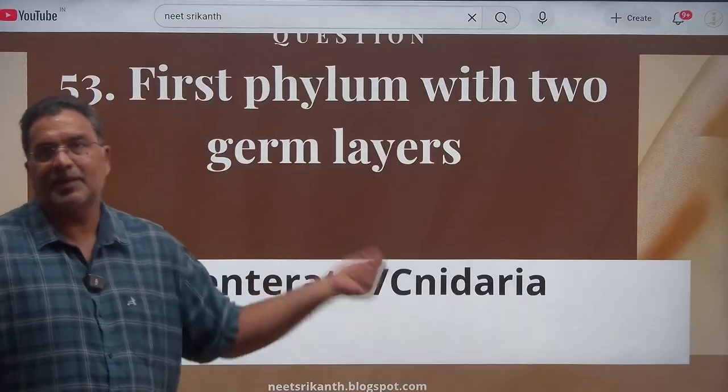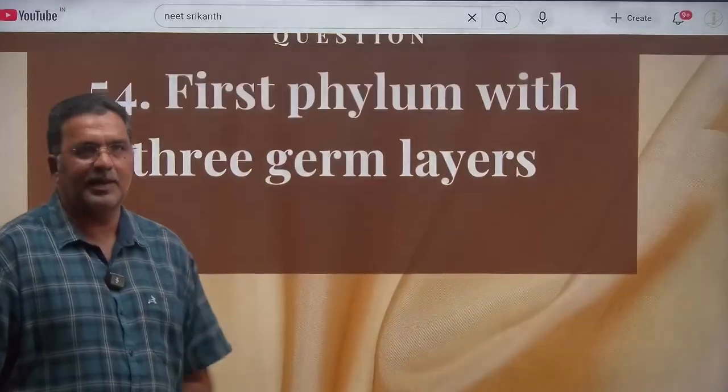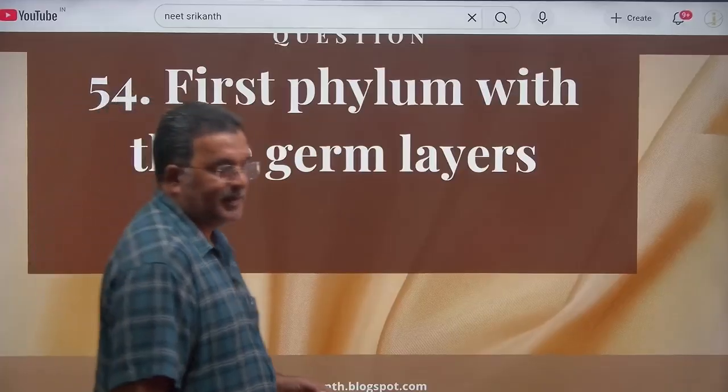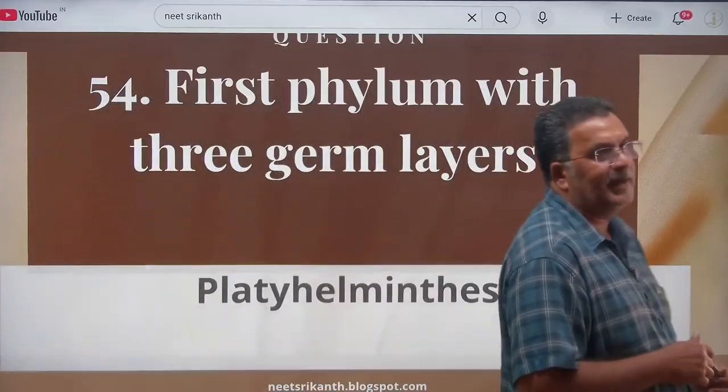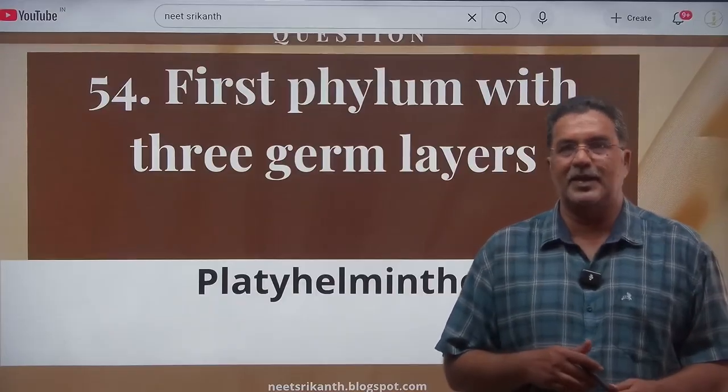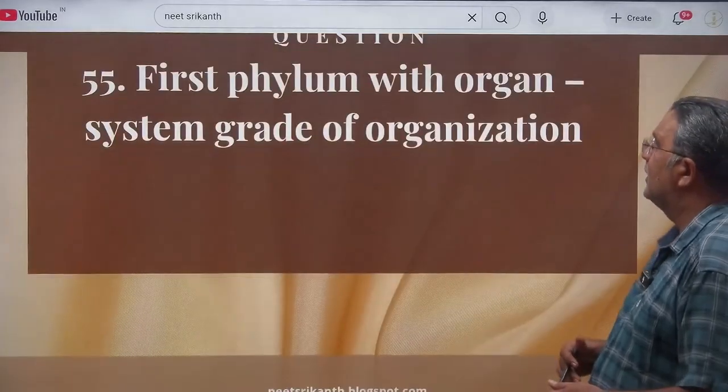Sometimes they say Coelenterata, sometimes Cnidaria, that's why I am using both again and again. First phylum with three germ layers. That means asking about Triploblastica. Who is that? Phylum Platyhelminthes. First phylum with three germ layers, phylum Platyhelminthes.